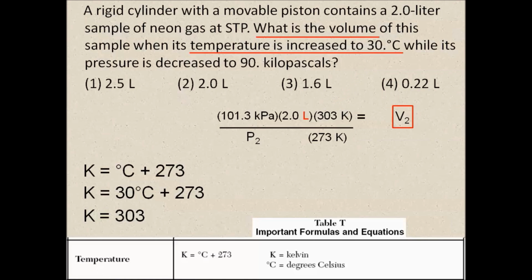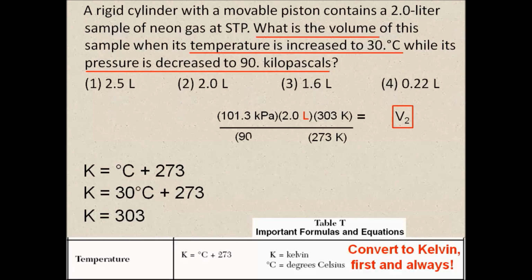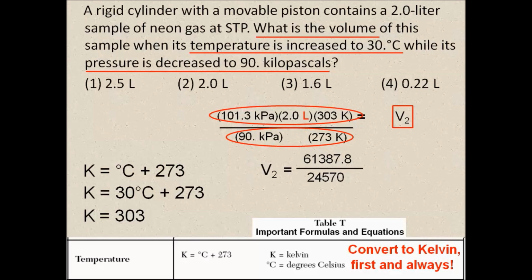So a good rule of thumb when doing gas law calculations is to convert to Kelvin first and always. And finally, the pressure is decreased to 90 kilopascals, substituting that in for P2. To continue solving for V2, you would multiply all of the numbers in the numerator and get this, and then multiply all of the numbers in the denominator to get this, and then divide so that V2 equals this, or expressed to the correct number of significant figures, choice 1.